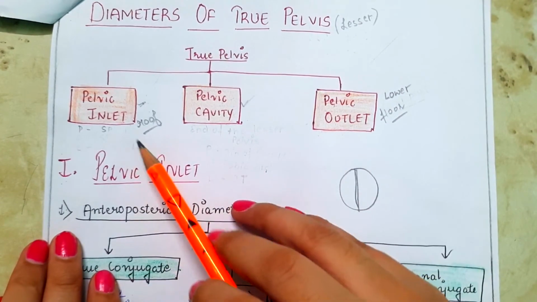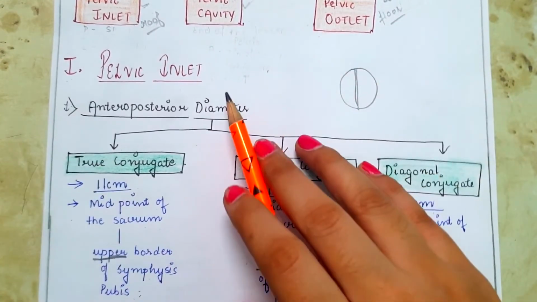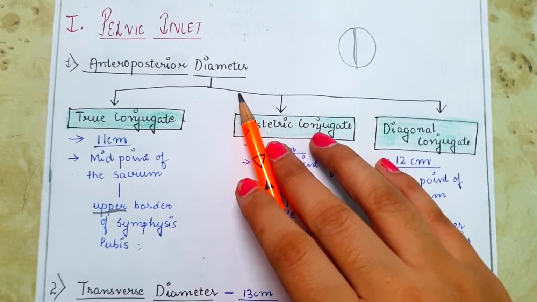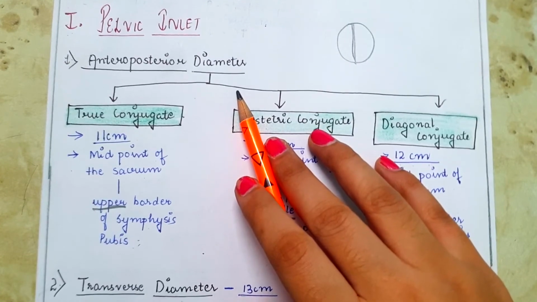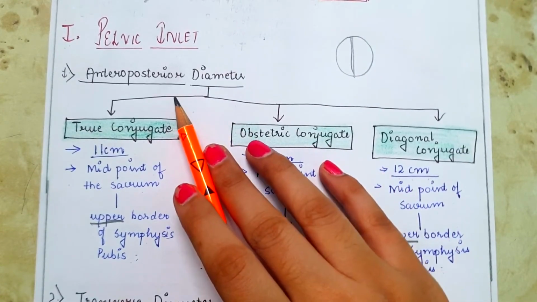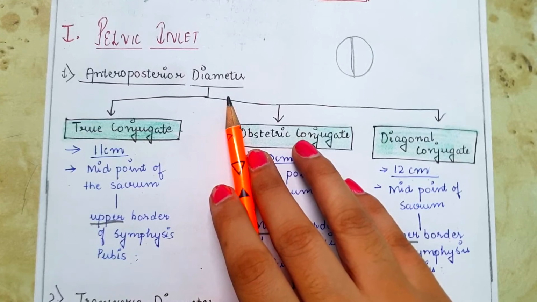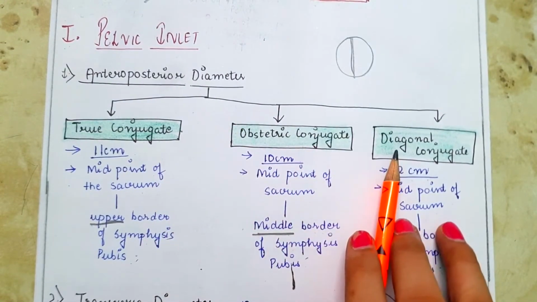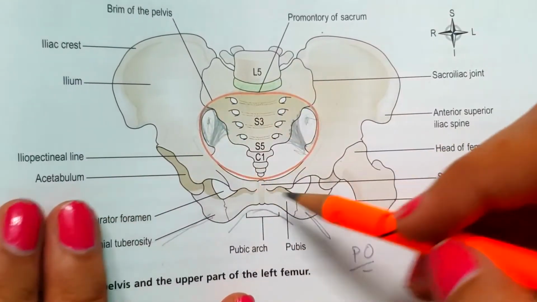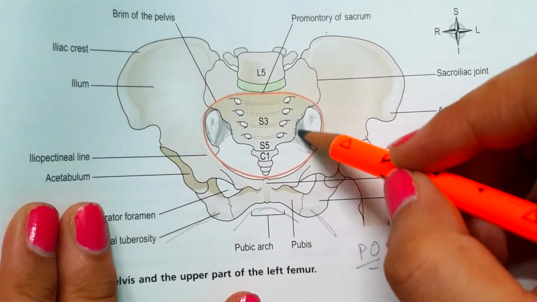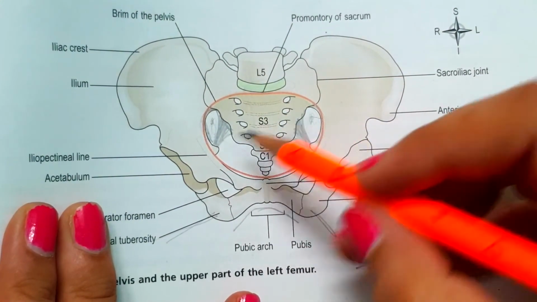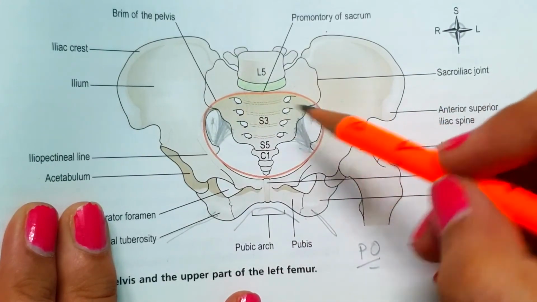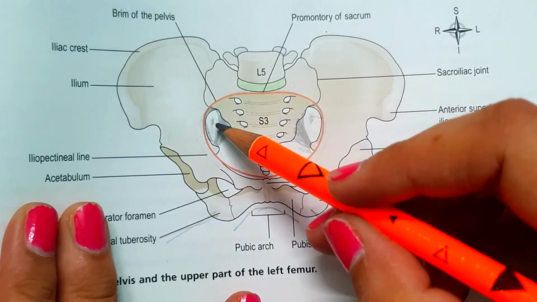So, starting with the pelvic cavity. The pelvic cavity has an anterior posterior diameter, transverse diameter and oblique diameter. There are three anterior posterior diameters of the pelvic inlet: the true conjugate, obstetric conjugate and the diagonal conjugate. Here you can see the sacrospinous ligament and these are sacroiliac notches.